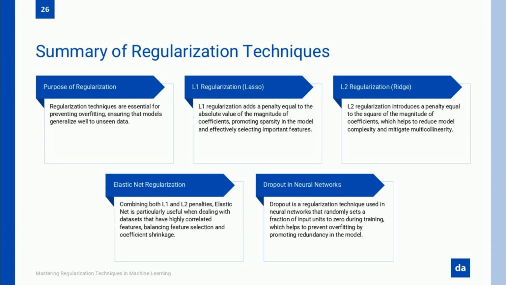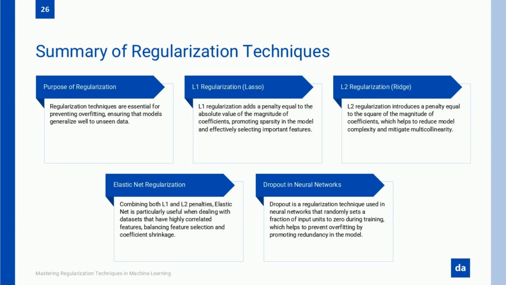2. L2 regularization, Ridge. L2 regularization adds a penalty equal to the square of the magnitude of coefficients. Key benefit: stabilizes the model by penalizing large coefficients, preventing over-reliance on specific features. Best use case: models prone to multicollinearity or when you want to reduce overfitting while keeping all features.